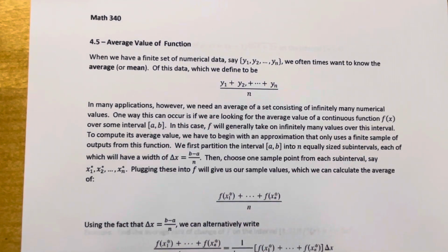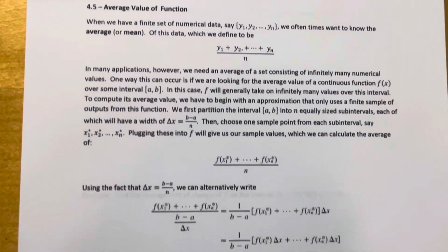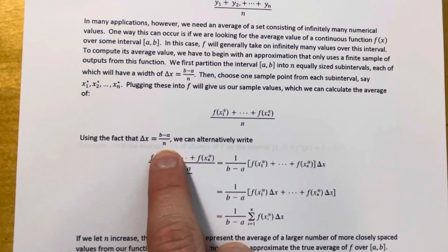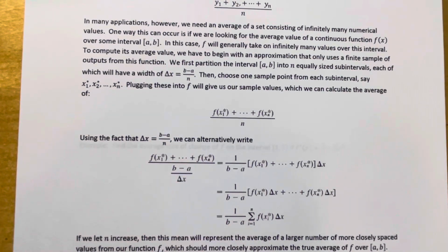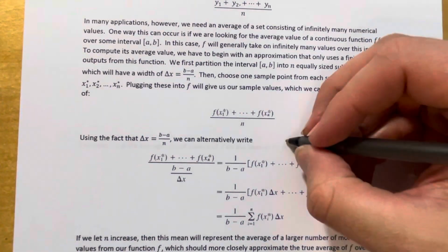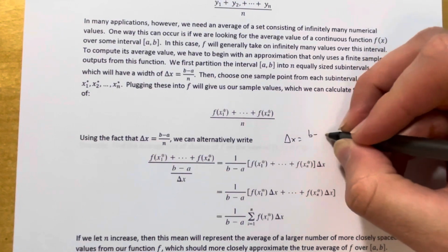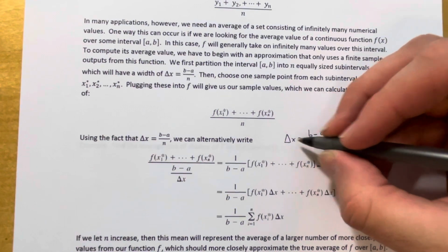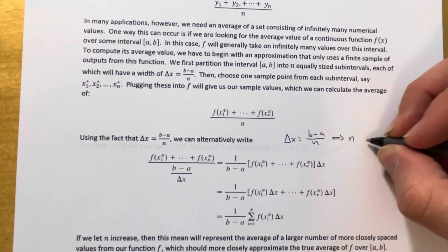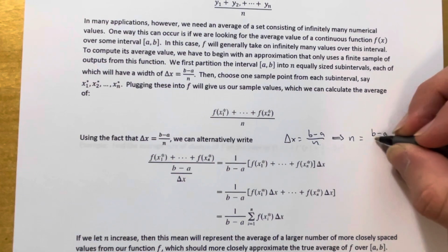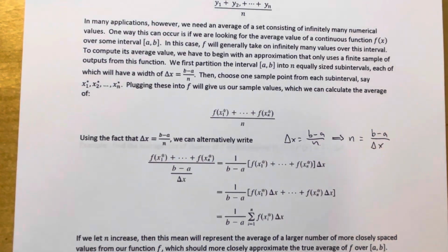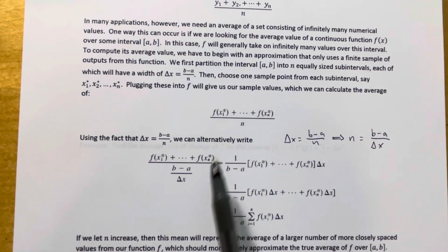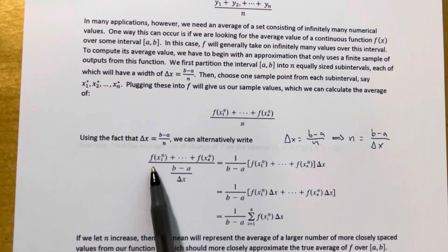This is the definition of an average, or a mean. However, that n shows up in the equation for delta x. If delta x equals b minus a over n, I can multiply both sides by n and then divide both sides by delta x, and this shows that n is equal to b minus a over delta x. So if I use this as a substitution for this n, I get this expression.